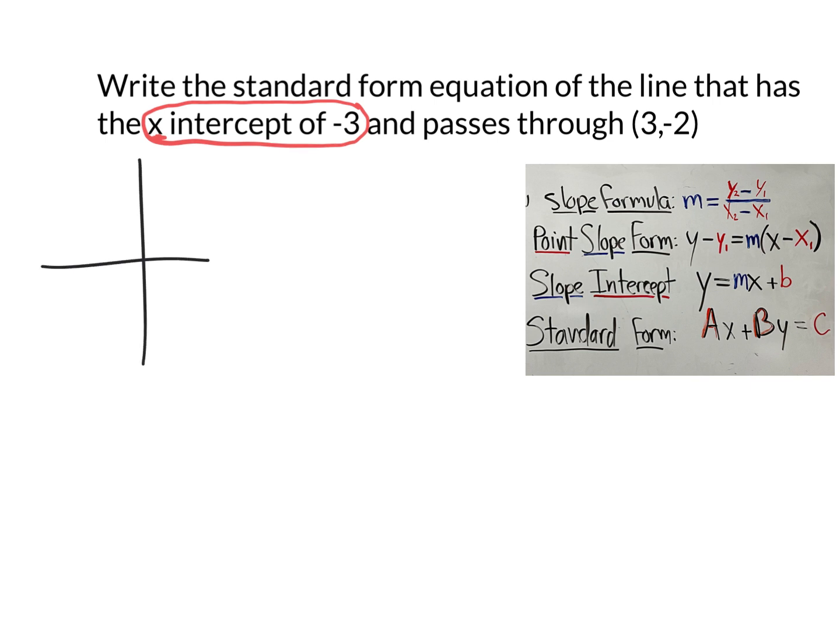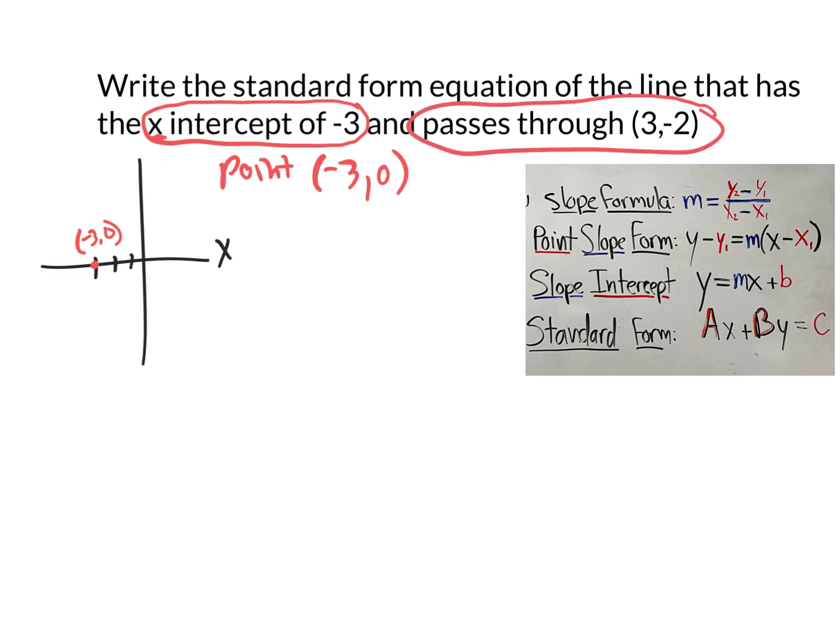I'm telling you that it crosses the x-axis at negative 3. That really means I'm giving you a point. What is that point? That's the location negative 3, 0. Are you with me? So I'm actually giving you a point, negative 3, 0. And I also give you another point because it tells you that it passes through that coordinate. So we have that point and this point, positive 3, negative 2, I'm sorry.